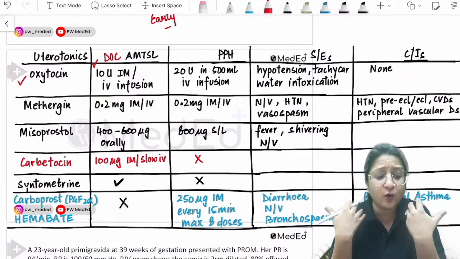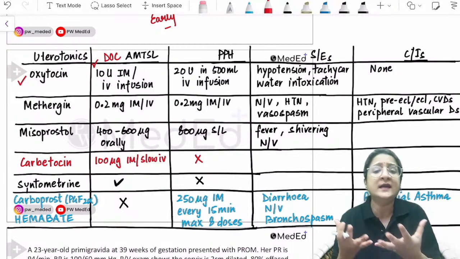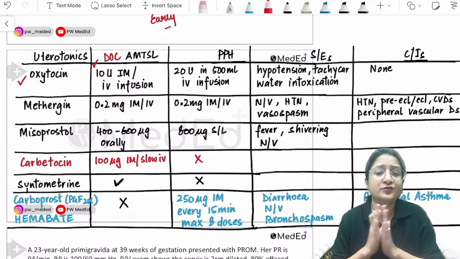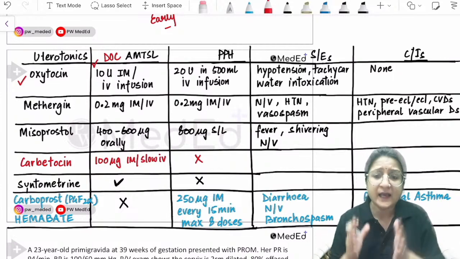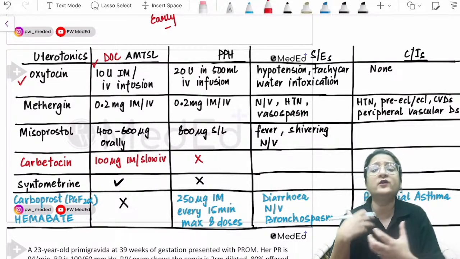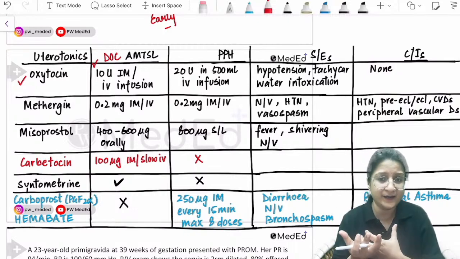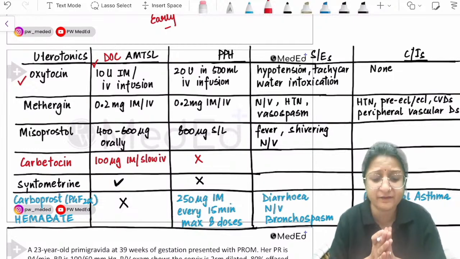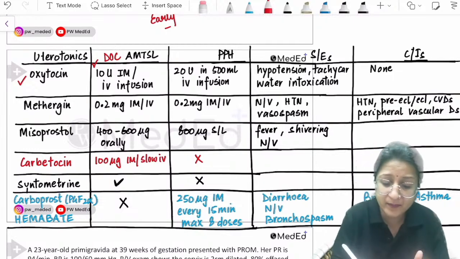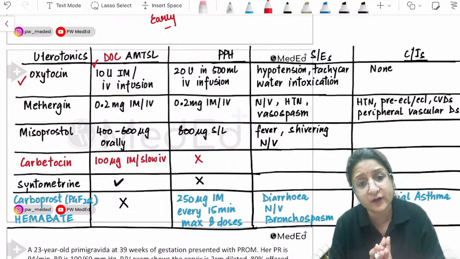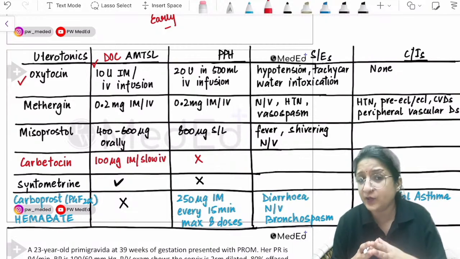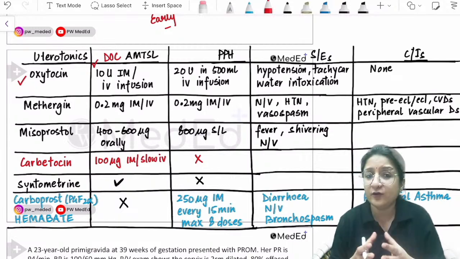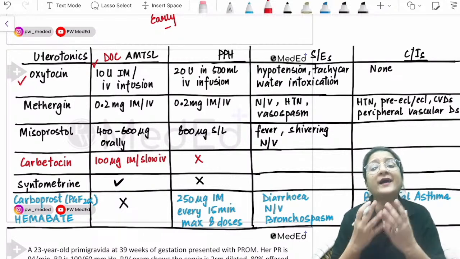So I think you already know these points. You people have given the NEET exam recently, right? So you already know that oxytocin is never given IV bolus. If it is given IV bolus, it is going to cause sudden hypotension, tachycardia, and can even lead to myocardial arrest. So not at all IV bolus, okay? Then methergin can be given, misoprostol can also be used. Remember carbetocin. Carbetocin is an octapeptide. It is a synthetic analog of oxytocin. It is the long acting drug.